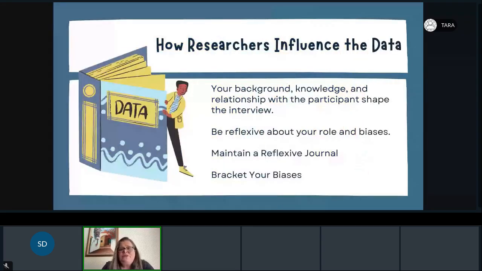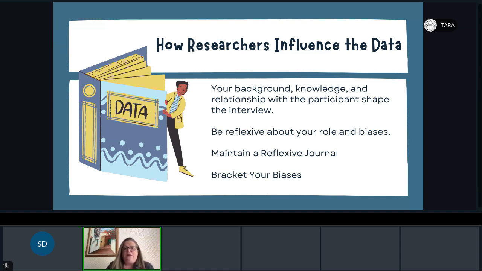And remember that as the researcher, you yourself influence the data. You're not simply collecting the data, you're co-creating it between the researcher and the participant. Unlike quantitative data where it exists independently of us, qualitative data emerges through our conversation, our interaction. So your background, your knowledge, your relationship with the participant, if you have one, that's all going to shape the interview. If you share a common background with them, if you worked at the place that they worked at, that might impact the data collection process.